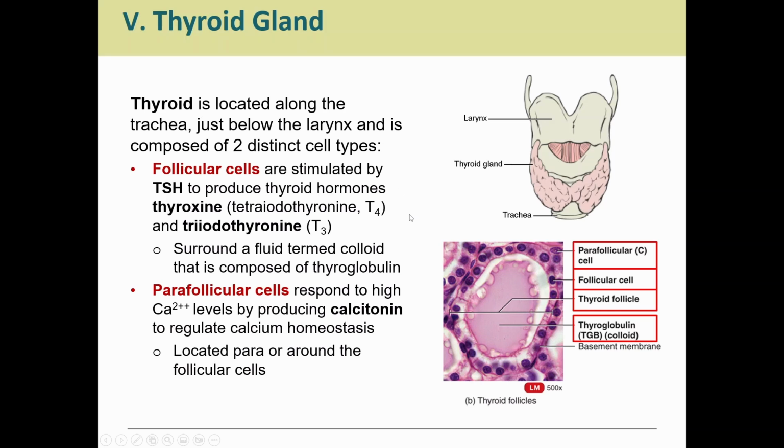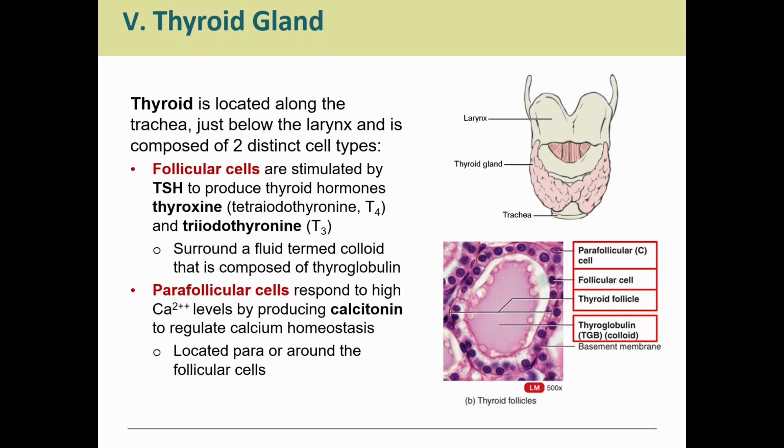So follicular cells are going to be stimulated by thyroid stimulating hormone, and their job is to produce the T3 and T4. Again, T3 being triiodothyronine and T4 being thyroxine. You're, again, perfectly fine putting T3 and T4. If I spell it out, though, you should be able to recognize them. So these cells are going to be the ones producing T3, T4.